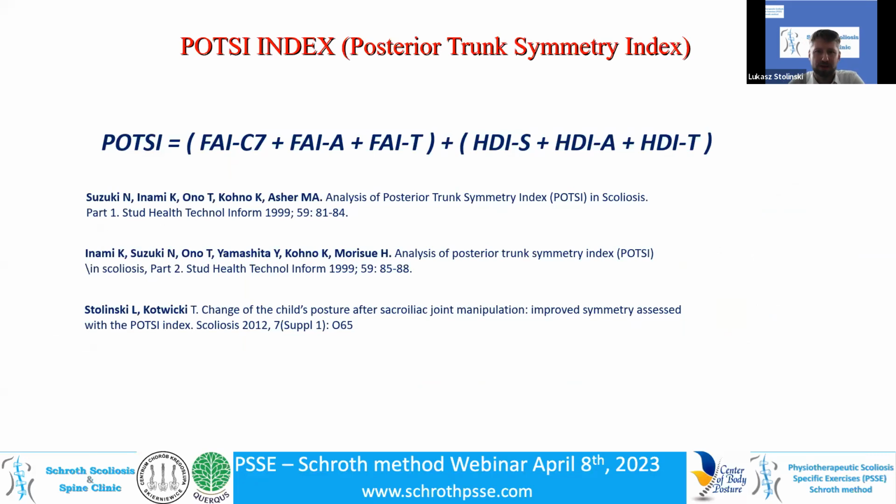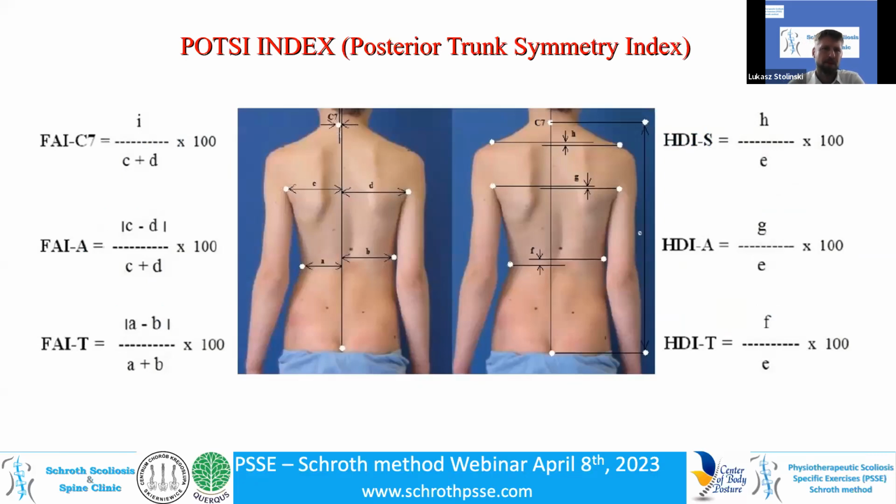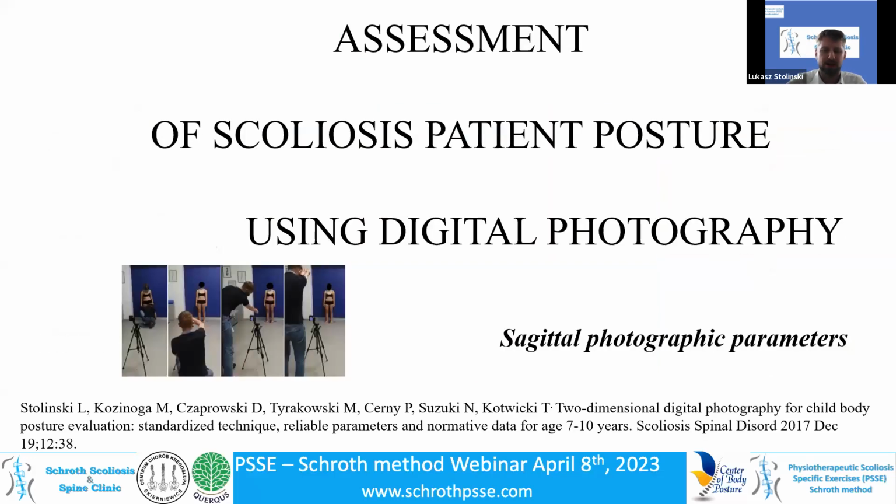POTSI, the posterior trunk symmetry index, assesses the back profile of the patient's trunk. Similarly, the parameter is defined as the sum of 6 indices: 3 frontal plane asymmetry indices with C7, axilla folds, and waistlines, and 3 frontal plane height difference indices, acromions, axilla folds, and waistlines.